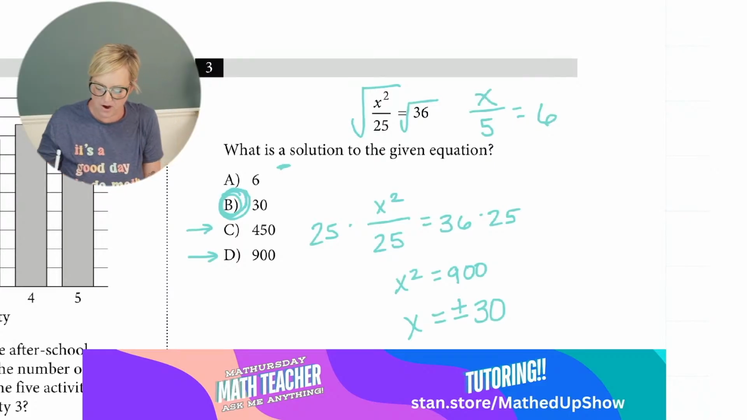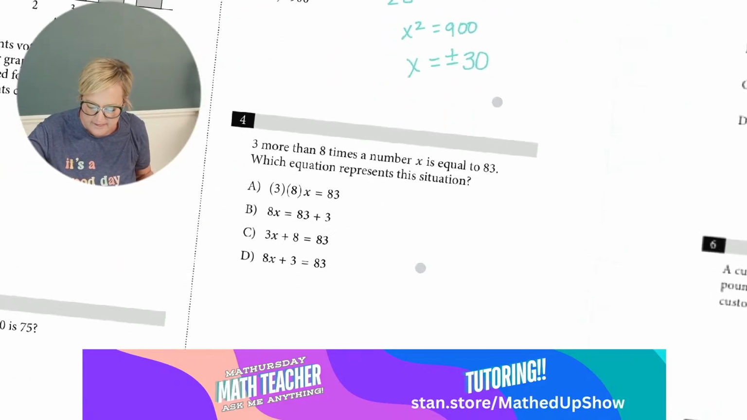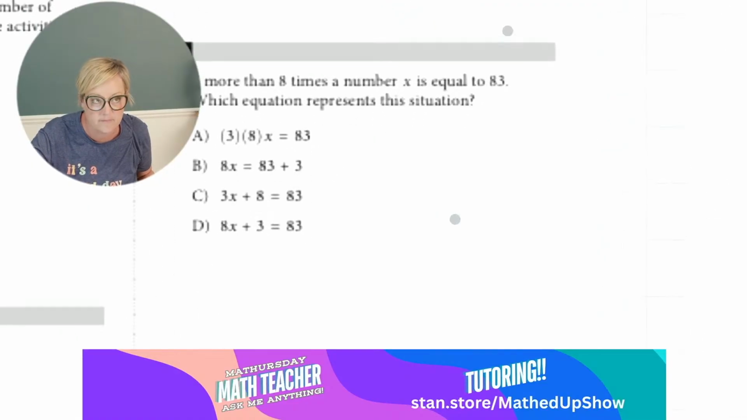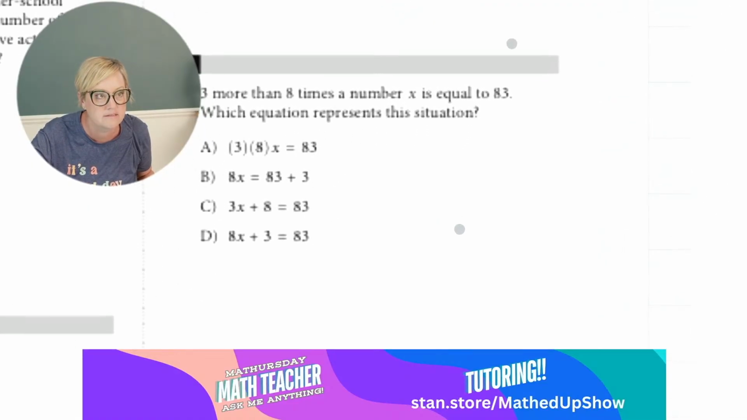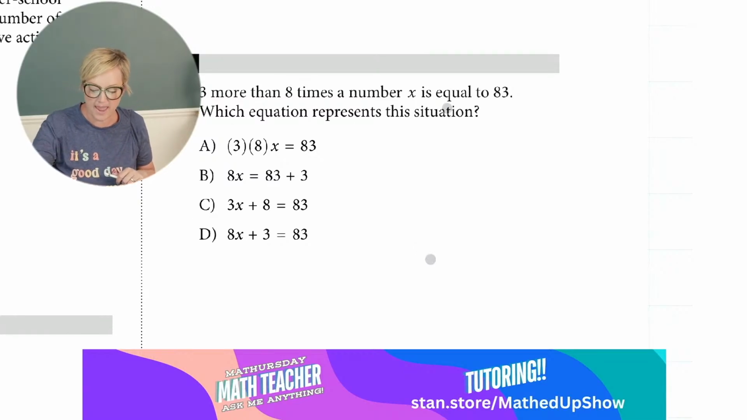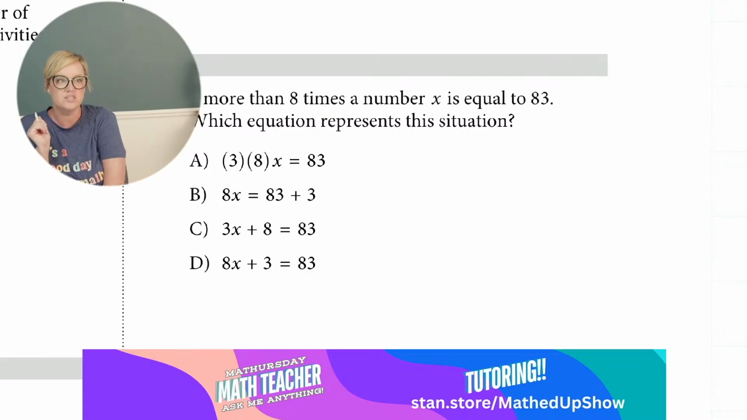But yeah, all right. So let's look at this one. This is a good one. Okay, sorry, I'm getting used to the setup with the iPad. Okay, so we have 3 more than 8 times a number x is equal to 83. So which of these equations could represent this situation?